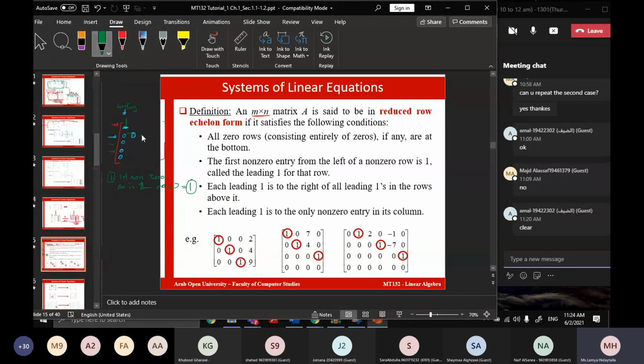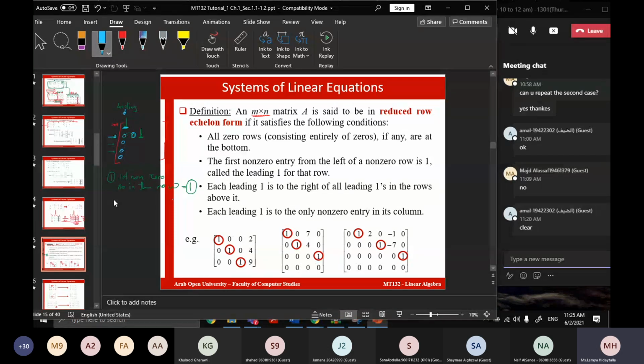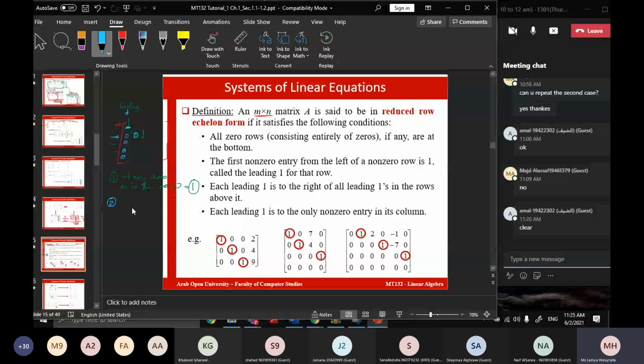طيب I come to this number. There is a number. If there is a number which is not 0, it should be what? It should be 1. يبقى دايما الأصفار على الشمال, it's not a problem. But whenever there is a number, the starting number should be 1. طيب يبقى this is a leading one for the second row. Okay. What else? احنا قلنا all the other entries في الكولوم that has a leading one should be zeros. Okay, yes.